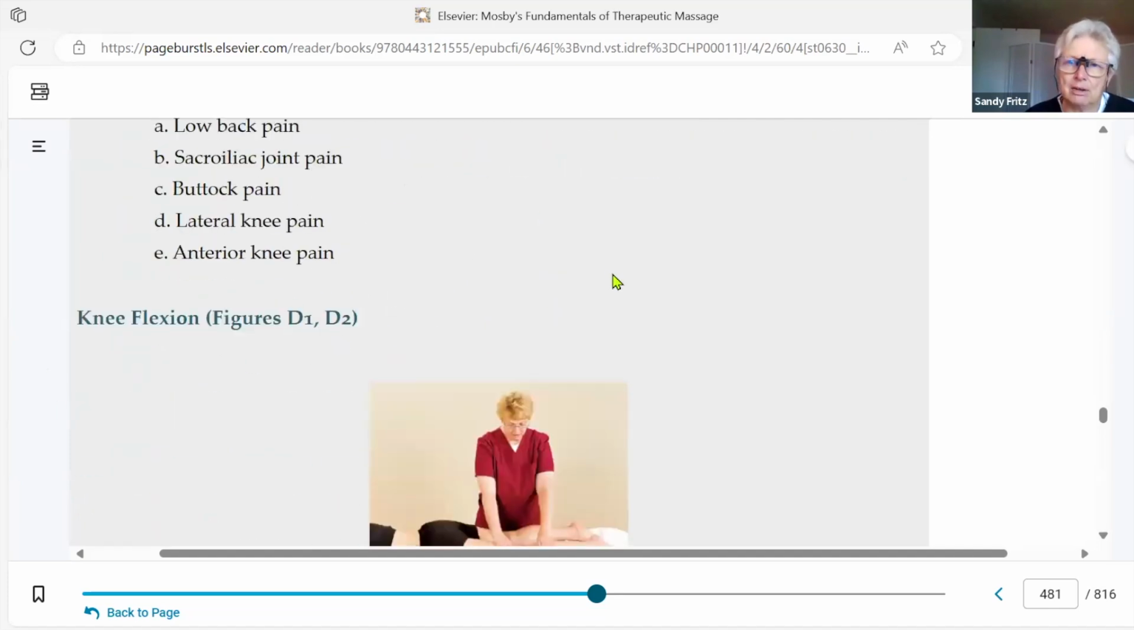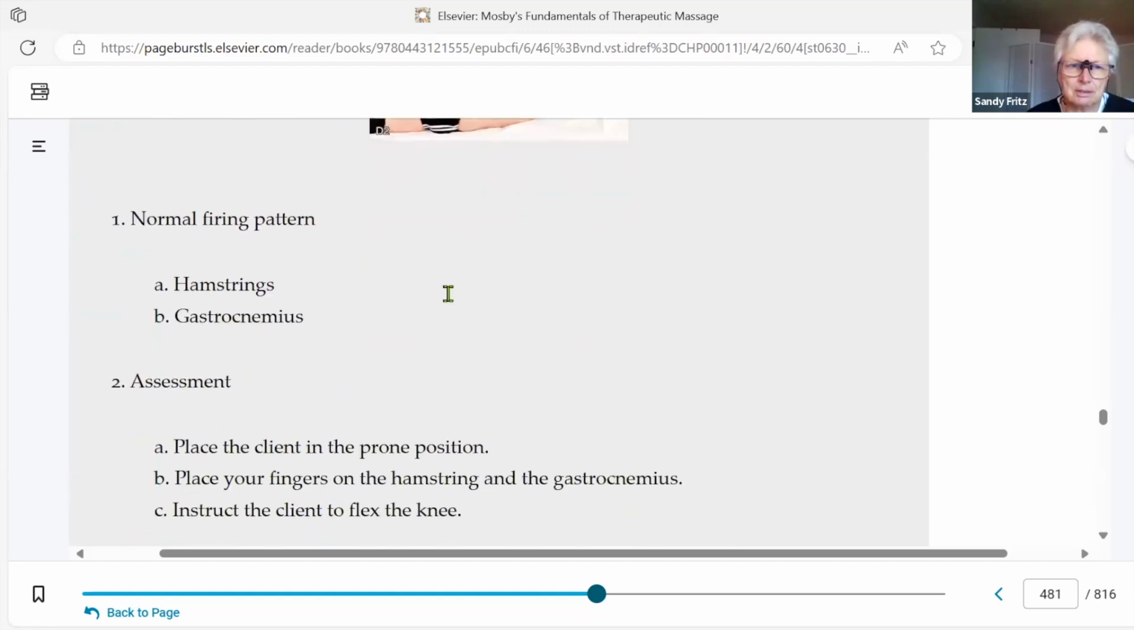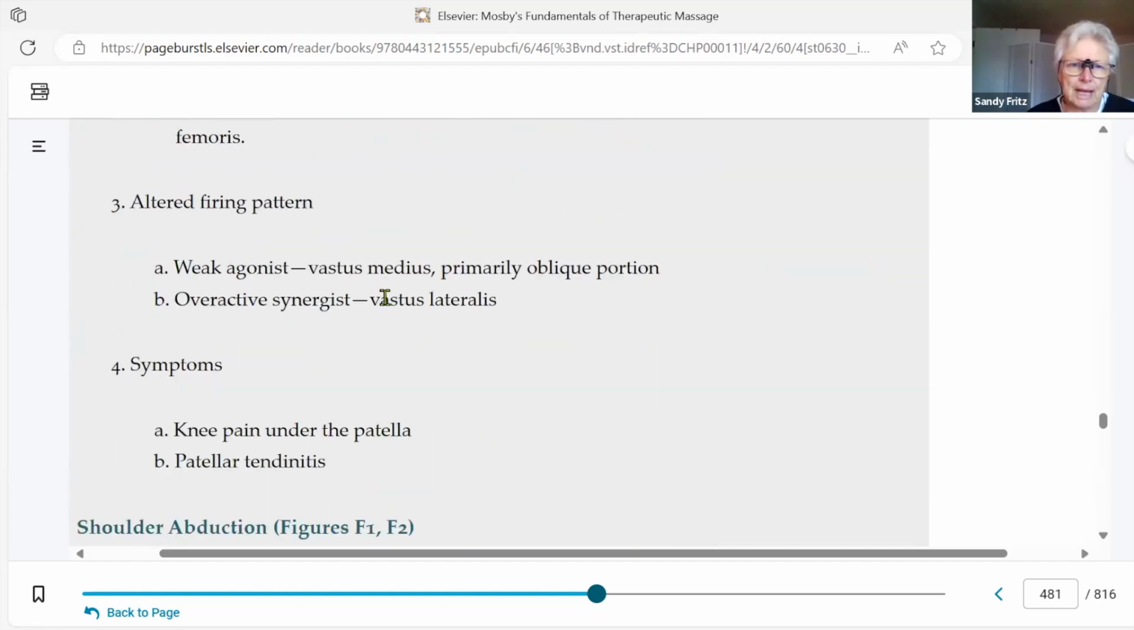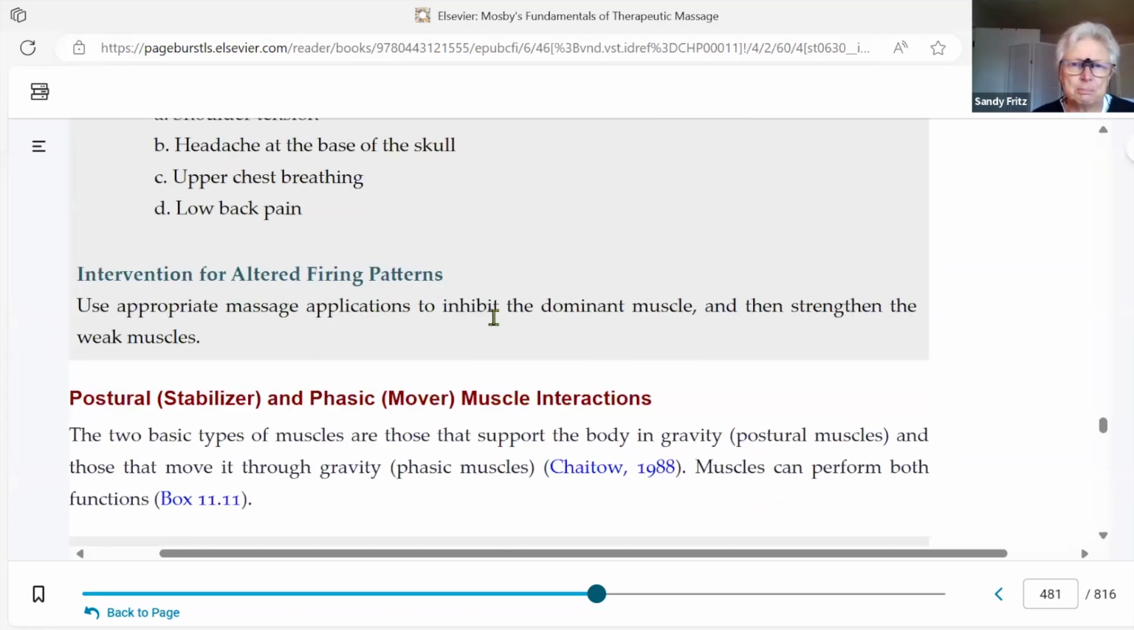These are not hard to integrate into a general massage. I do them for every massage. It's really easy to do. And the intervention's pretty easy. You just inhibit the muscles that are firing too quick, and then you have them try to move it through the action.